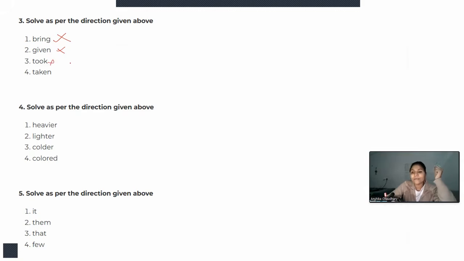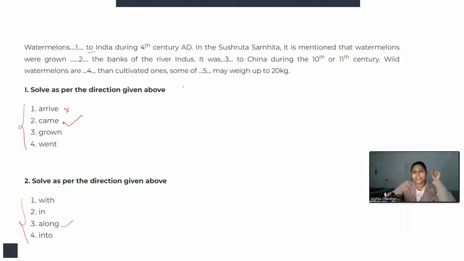'Took' is also wrong because we have a passive statement and 'took' is the second form of the verb, so it will not be the answer. 'Taken' is the correct form. It was taken to China during the 10th or 11th century. So 'taken' is the verb that clearly describes the transportation of that watermelon in that particular century, right? I hope it is clear to you.